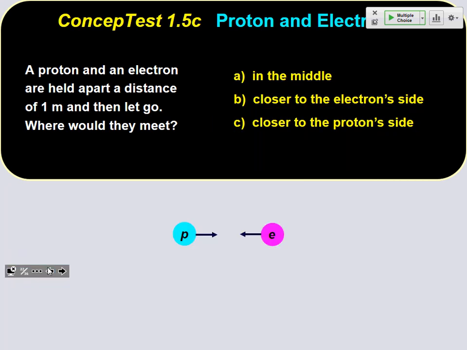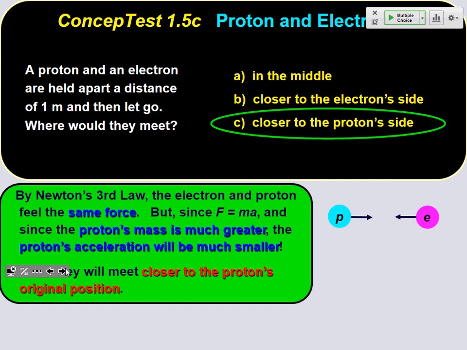Well, they would meet closer to the proton side. Closer to the proton side because the electron is accelerating faster. The proton is sort of slow to get moving.